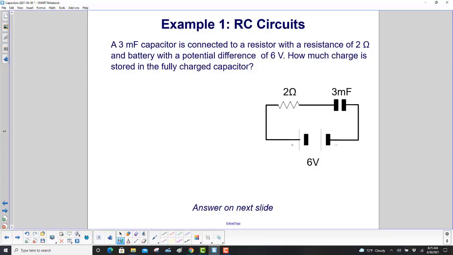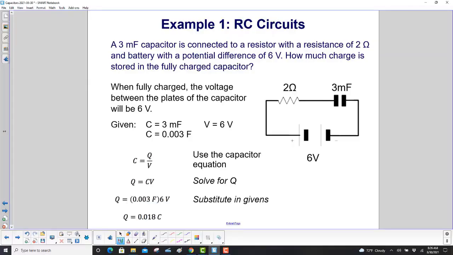A 3 millifarad capacitor is connected to a resistor with a resistance of 2 ohms and a battery with a potential difference of 6 volts. How much charge is stored in the fully charged capacitor? When fully charged, the voltage between the plates of the capacitor will be the 6 volts here. Why is that? Well, no current is flowing. So if you use Ohm's law here, V is equal to IR. That means no voltage is across the resistor, so it all has to be across the capacitor, all 6 volts.